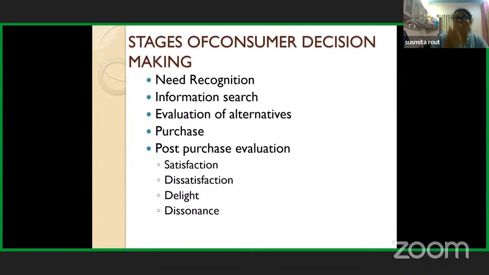So even though the consumer has searched for information, has evaluated all that information against his own personal individual buying criteria, the opinion of the salesperson might still lead to a change in the brand preference. And sometimes some situational factors might also lead to termination of the process. What can be those situational factors? Let's suppose, for example, some natural calamity.